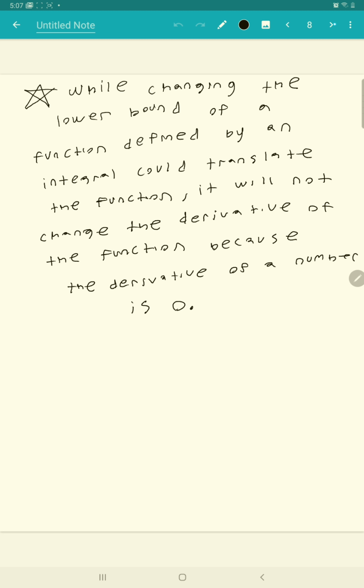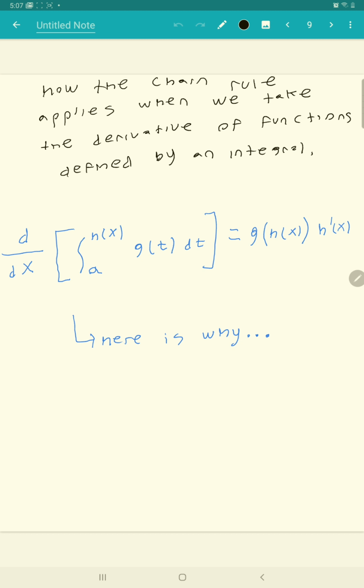Okay, now I want to explain how the chain rule applies when we take the derivative of functions defined by an integral. So what we know is that when we take the derivative of this function with an integral in it, let's just say the integral of g of t from a to h of x, we are just plugging in this upper bound, substituting that out for t, essentially.